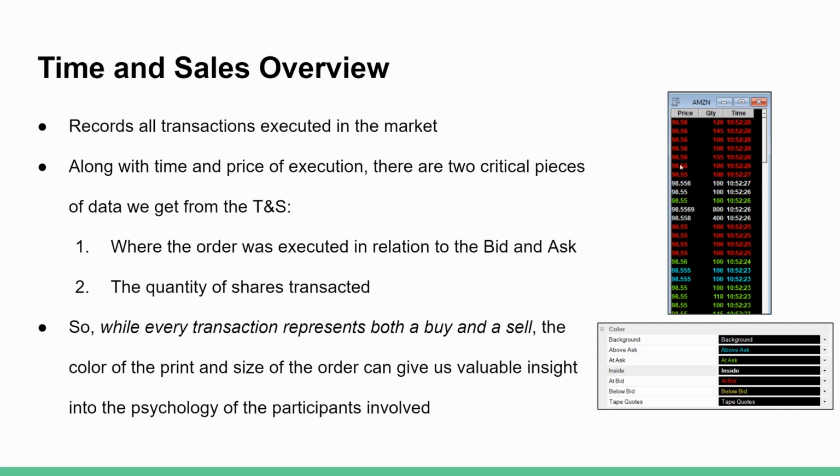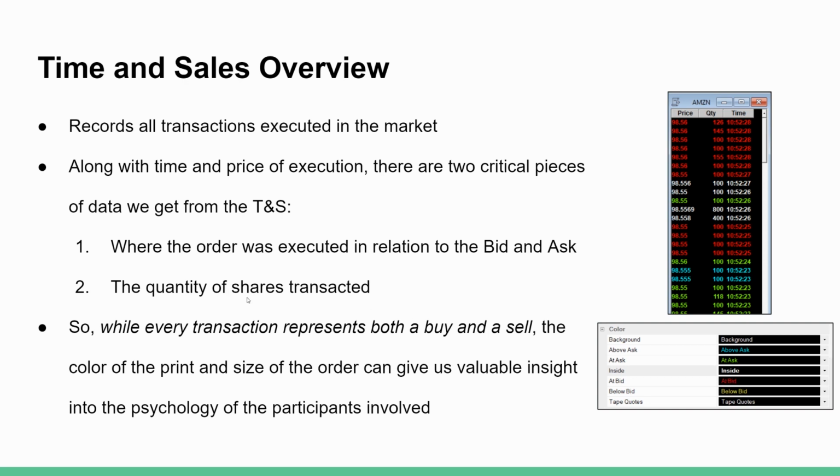The first is this coloring, right? And so the coloring tells us where the order was executed in relation to the bid and the ask. On my platform, you can actually choose multiple different colors depending on where it's executed. A lot of platforms will just have green and red, but for me, a green print is a print that takes place at the ask, and a red print is one that takes place at the bid.